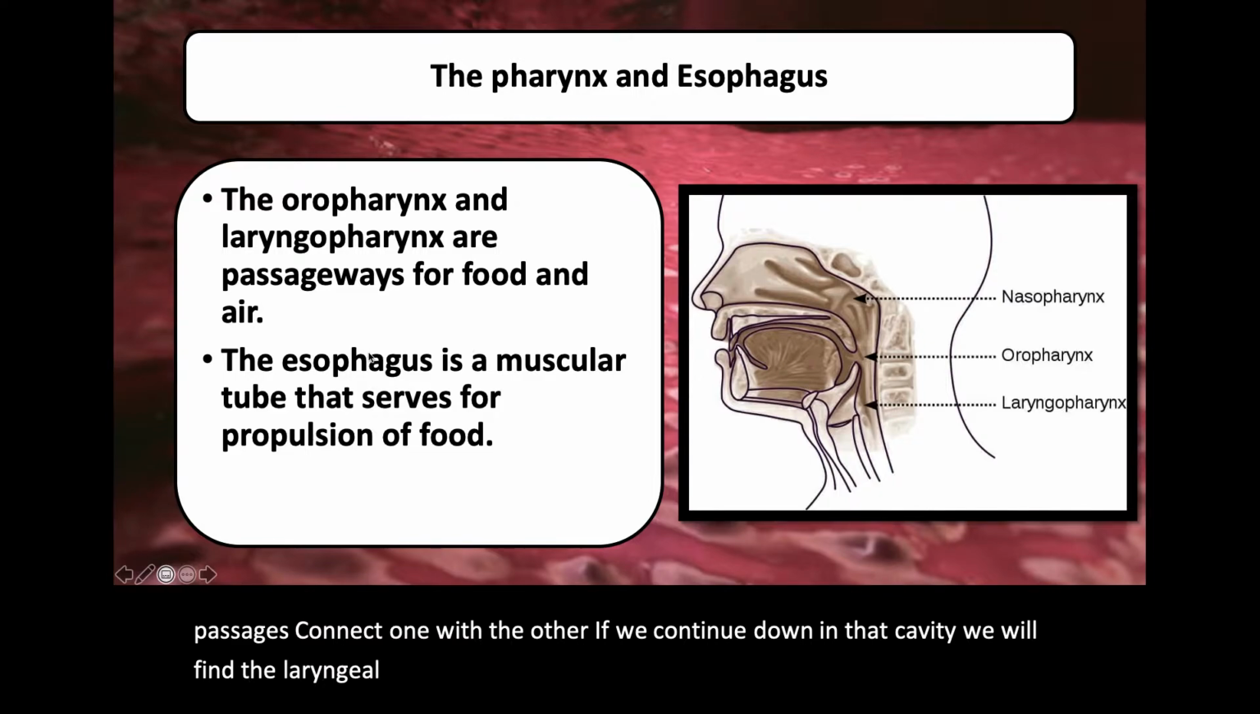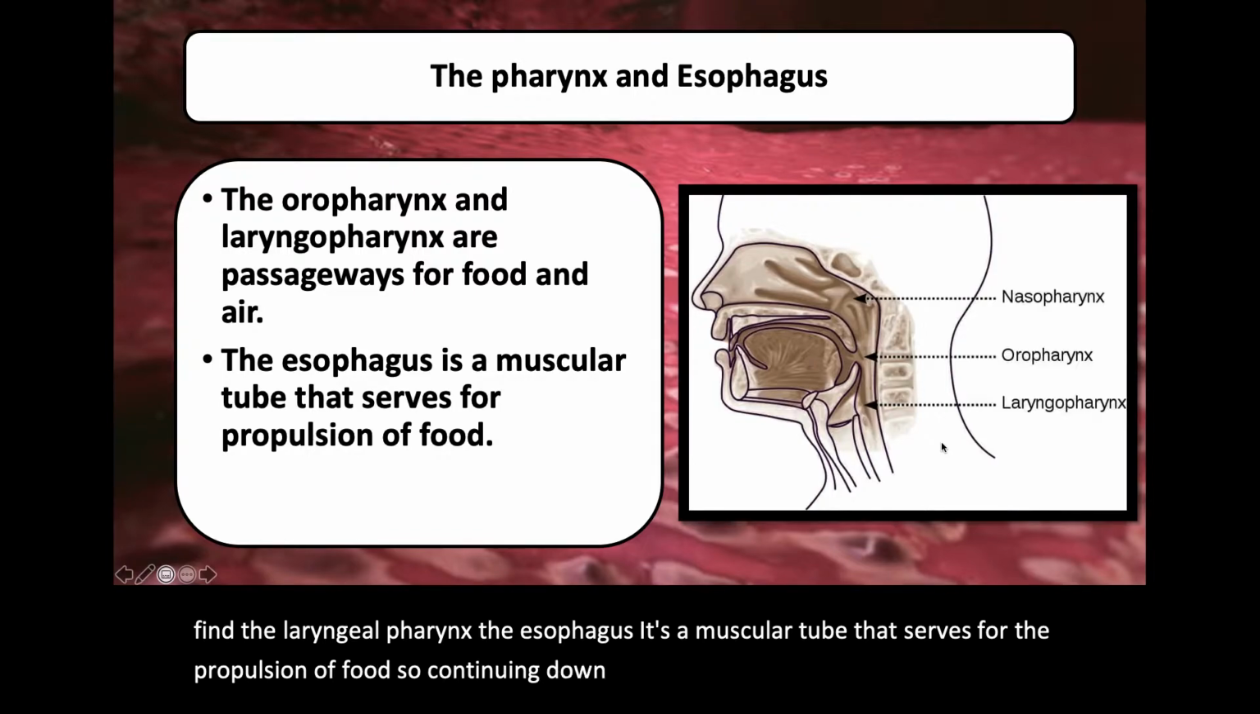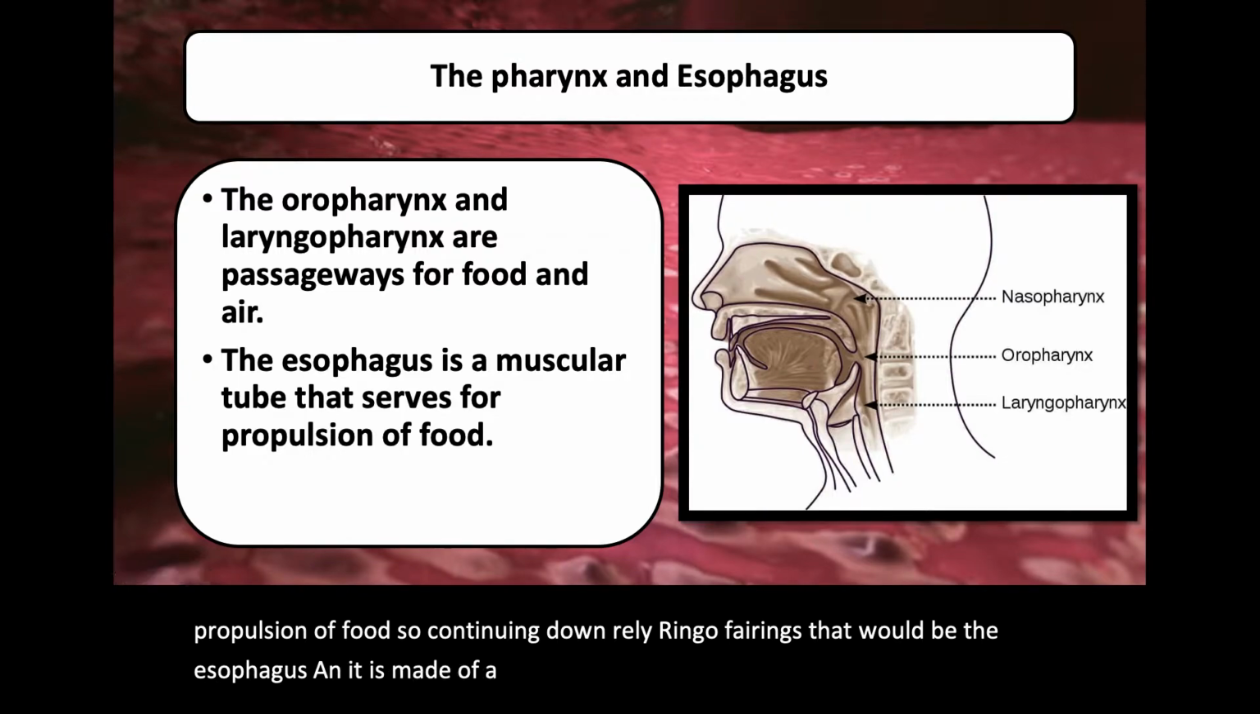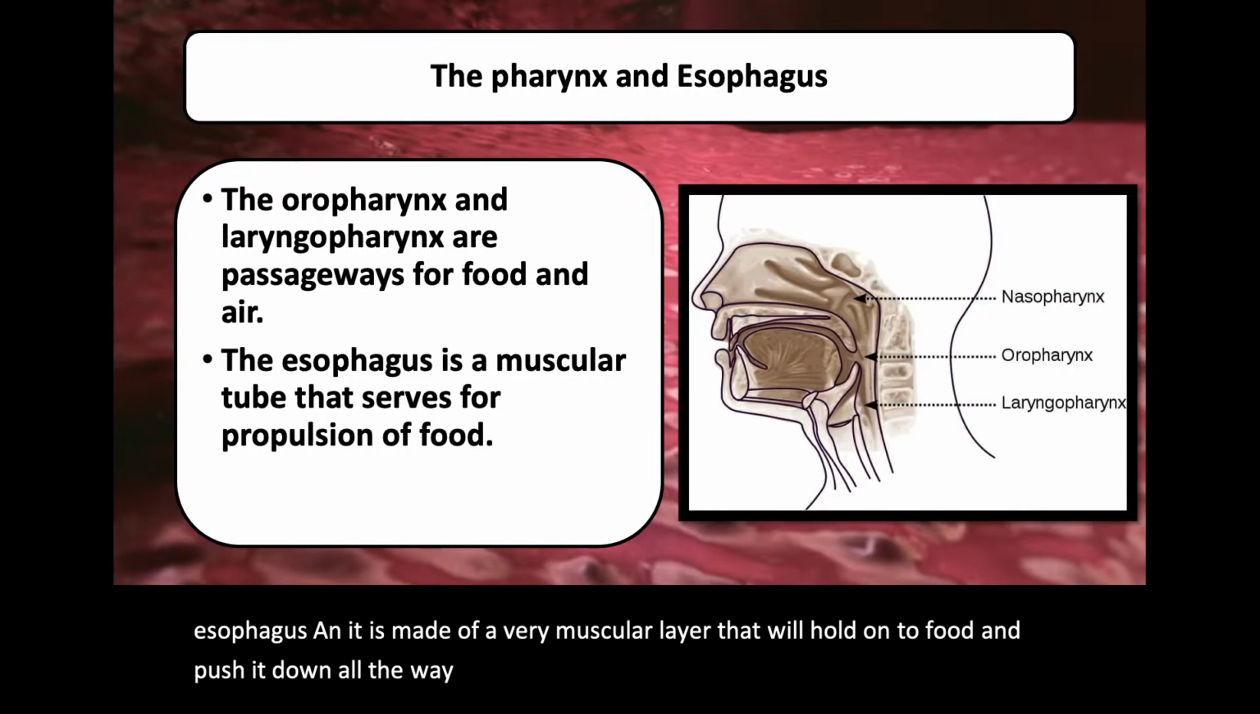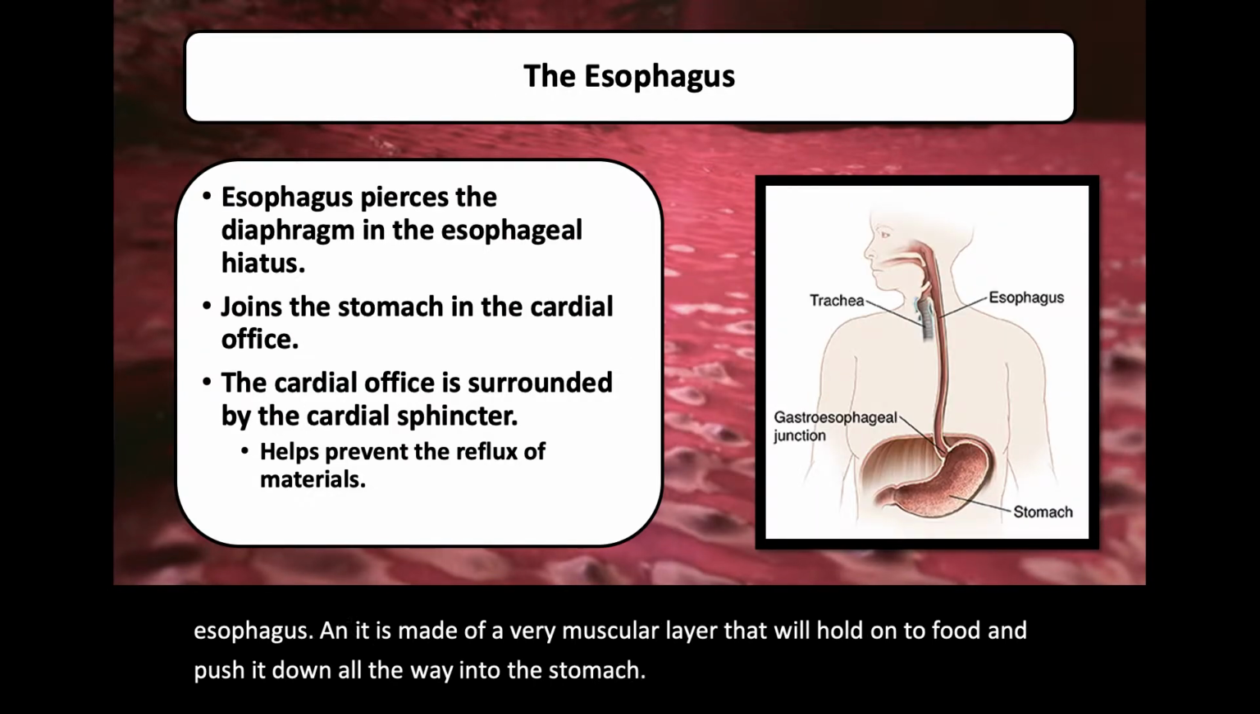The esophagus is a muscular tube that serves for the propulsion of food. So continuing down the laryngopharynx, that would be the esophagus, and it is made of a very muscular layer that will hold on to food and push it down all the way into the stomach. Let's have a closer look at that esophagus.